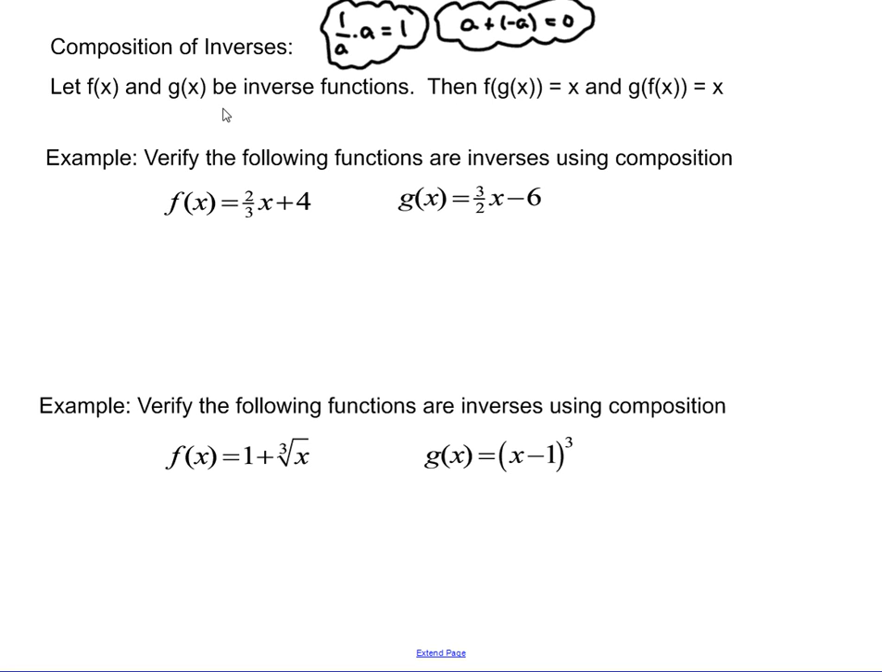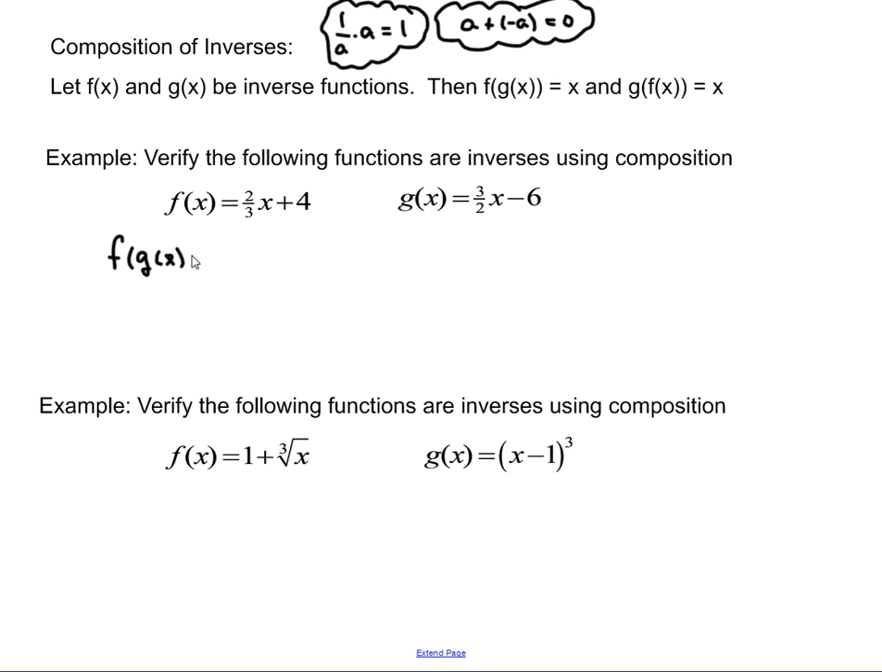So if two functions are inverse functions, they should undo each other as well. And we say by composition, f of g of x equals x, and g of f of x would also equal x. So for example, let's verify that f and g in our first example are inverses by using the composition. So we'll check f of g of x, and let's see what happens.